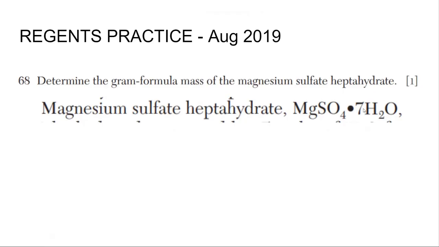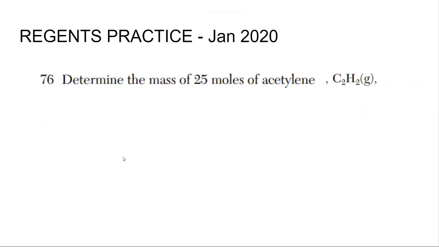This will tell you how many water molecules tend to get trapped in the crystal per unit of that ionic compound. So this is an ionic compound thing. Ionic compounds tend to do this. So when you're doing the gram formula mass of this hydrate, even though it is not part of the compound, you are going to include the mass of 7 water molecules in the mass of this hydrate. Okay. All right. Determine the mass of 25 moles of acetylene.